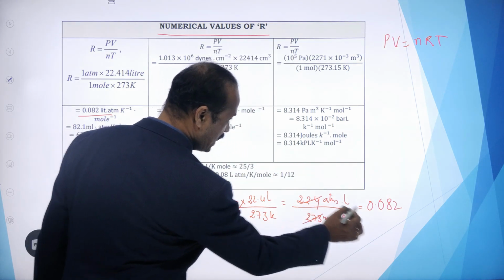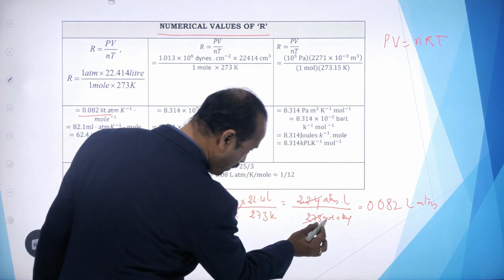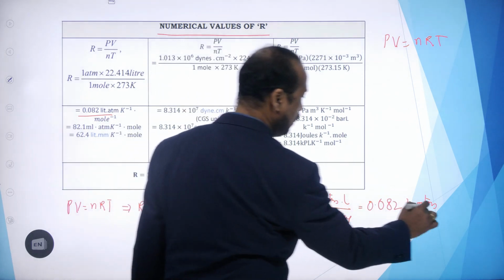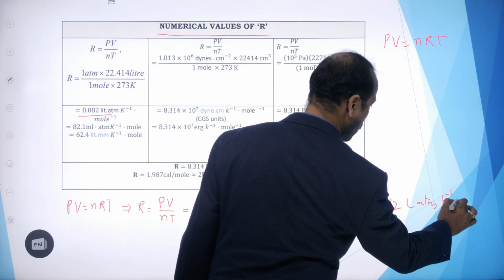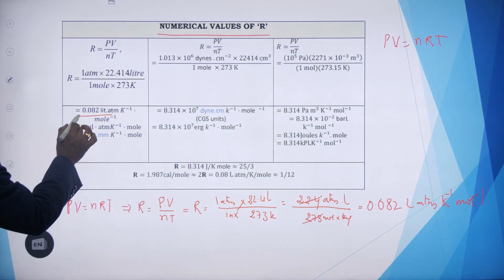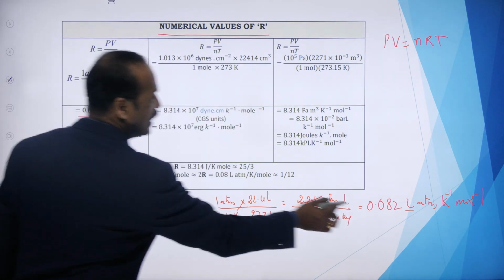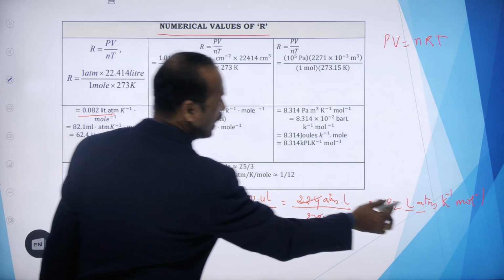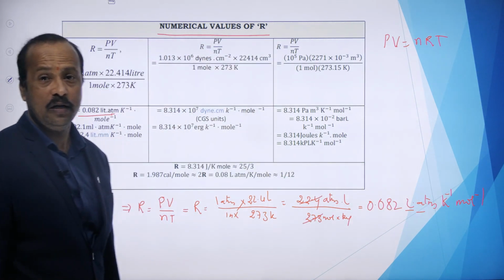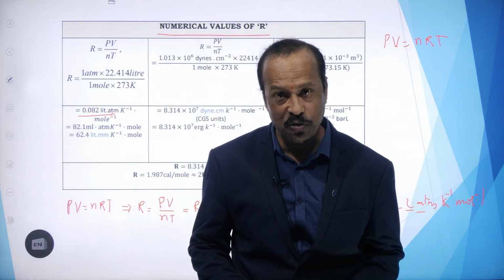So 0.082 is in liter atm, divided by mole, and Kelvin. So it is Kelvin to the power of minus 1, mole to the power of minus 1. L means liters, atm means atmosphere, per Kelvin, K to the power of minus 1, and per mole, mol to the power of minus 1. So like this, we can calculate the R value, that is the universal gas constant value.